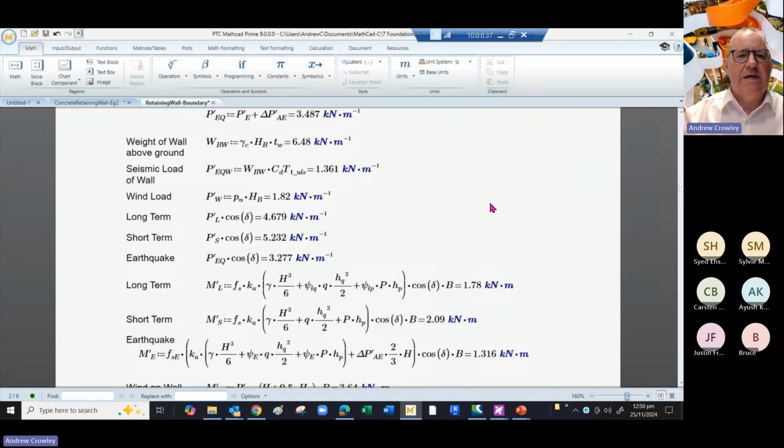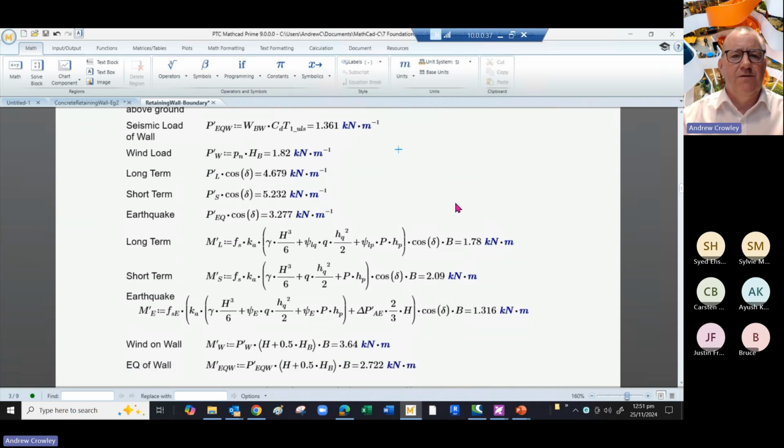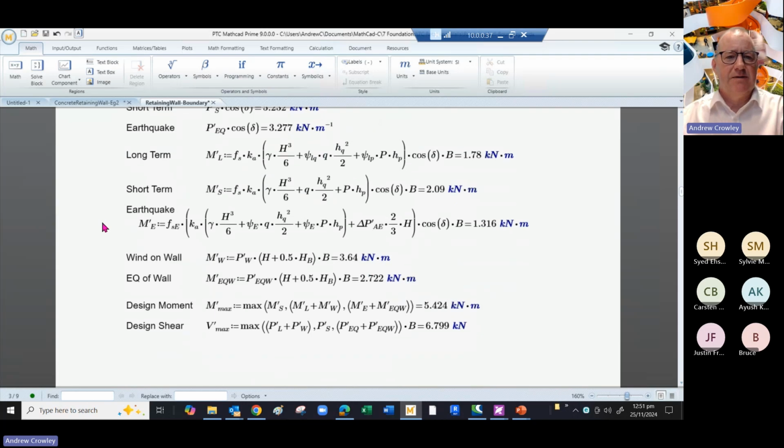You're going to need to take account of the weight of the wall above the ground. So the weight of the wall actually imposes an earthquake load on your retaining wall now. So the seismic load of the wall, I know it's not a lot, but it counts. It's 1.36 kilonewtons per meter. We've got our wind load and we've got our long-term and short-term earthquake loads. So from that, we get our bending, so our moments.